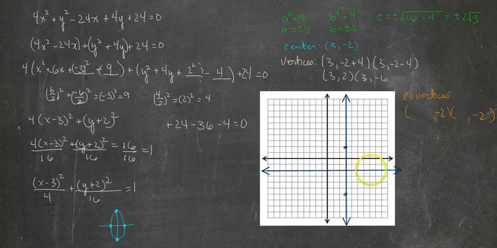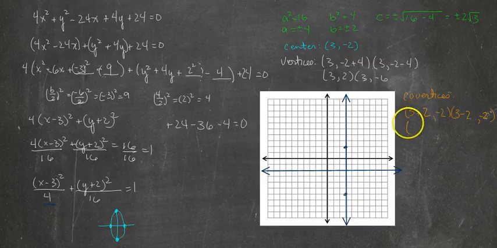So the y ordinates are at -2, and the x ordinates are at 3 plus something and 3 minus something. But what is that something? Well, the something is b. B is the minor axis. B is associated with the smaller number, and so b in this case is 2. So I'm going to add 2, and then I'm going to subtract 2.